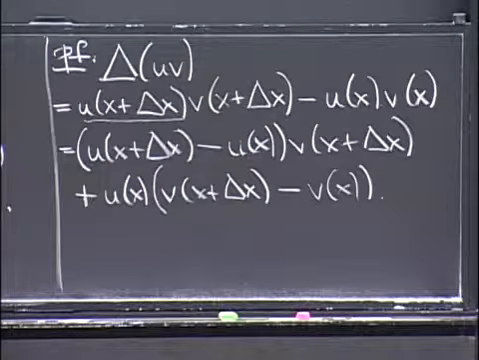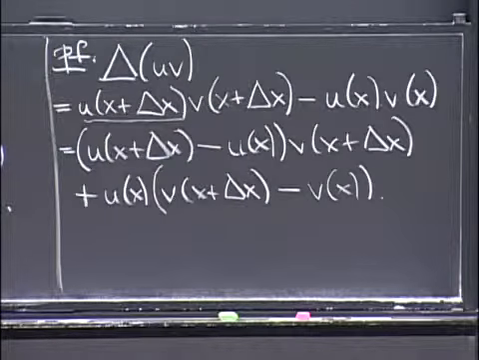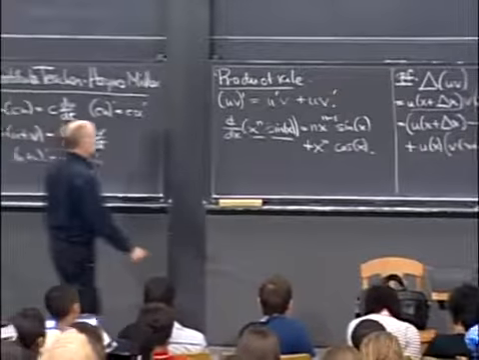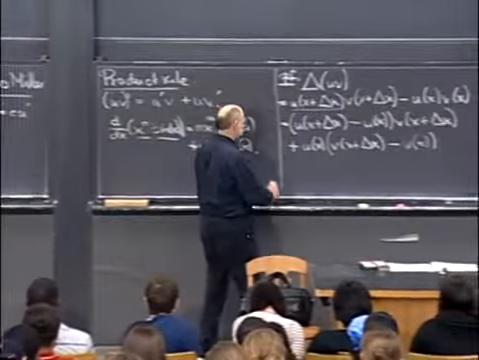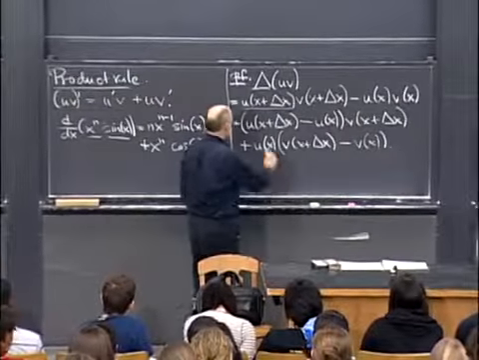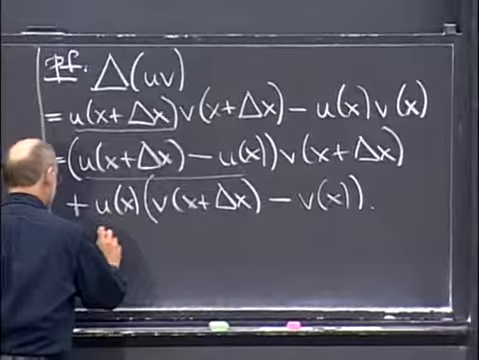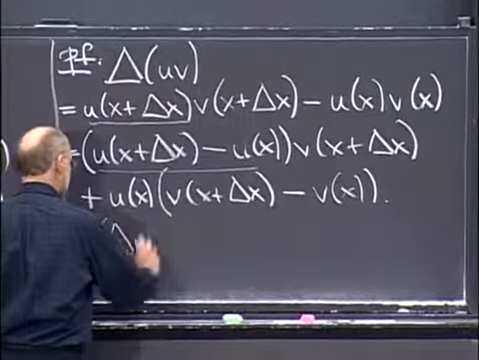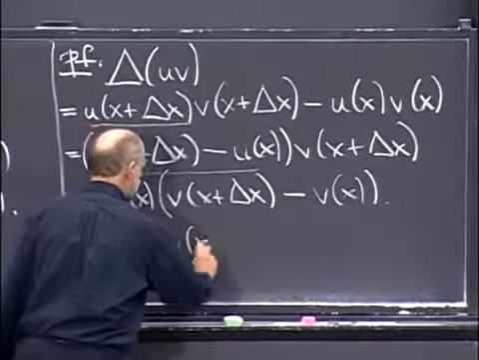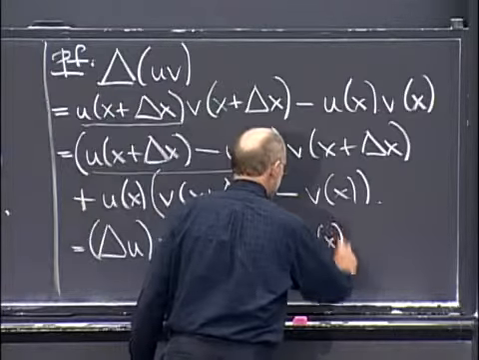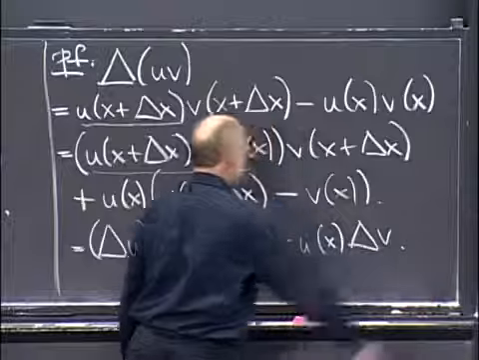So that was a little bit strange, but when you stand back and look at it, you can see, multiply it out, the middle terms cancel, and you get the right answer. Well, I like that because it involves the change in u and the change in v. So this is equal to delta u times v of x plus delta x, plus u of x times the change in v.